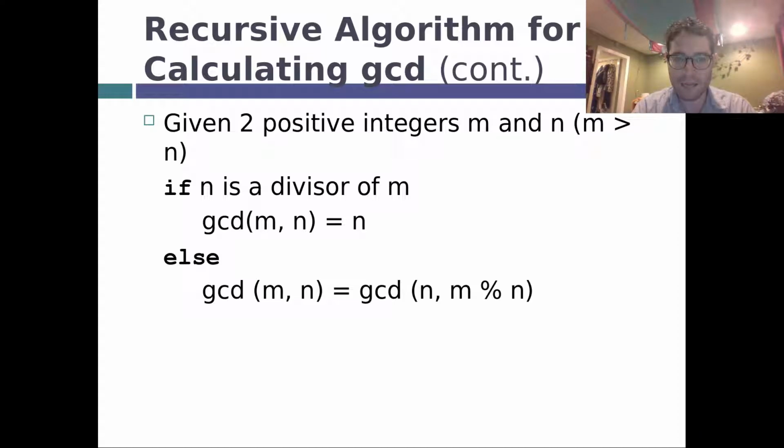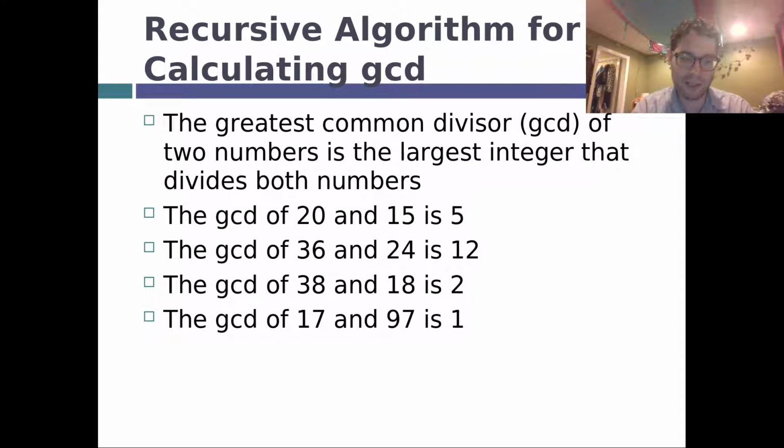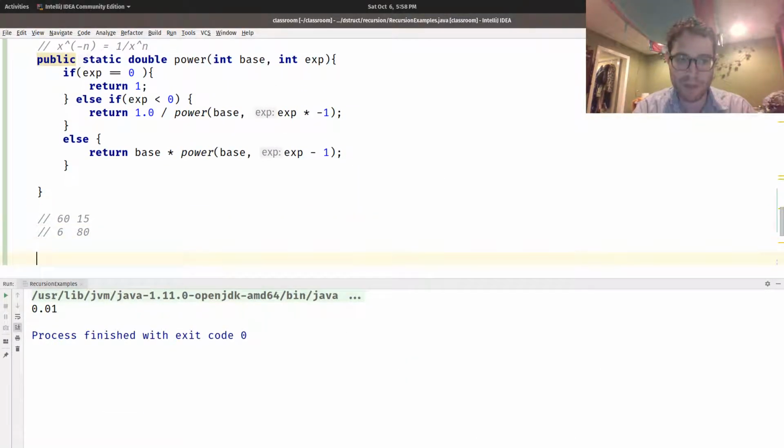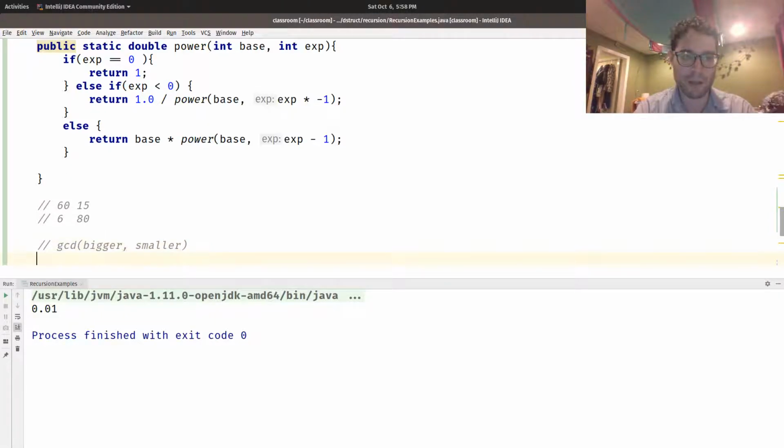So let me go ahead and rewrite the algorithm for you guys over here, and then we're going to apply it to these numbers, because m and n is stupid. You guys can read more than one letter at a time. Okay, so to calculate the GCD, the greatest common factor of two numbers, we'll denote one to be the bigger and one to be the smaller. Instead of m and n, we'll do the bigger and the smaller.